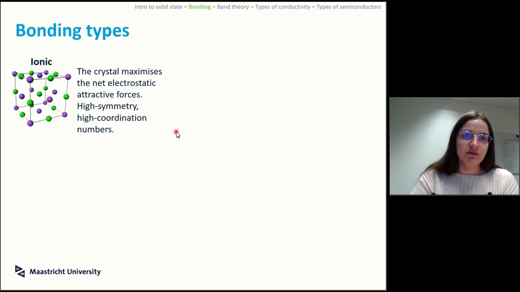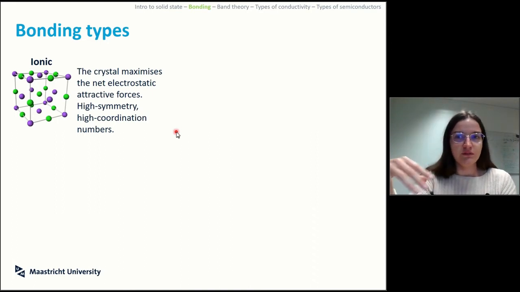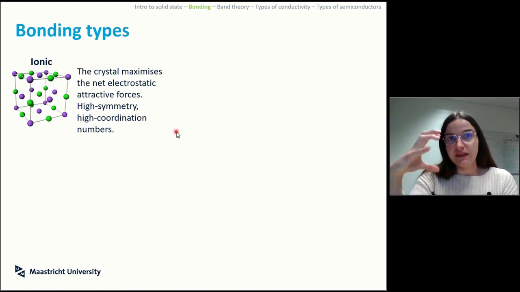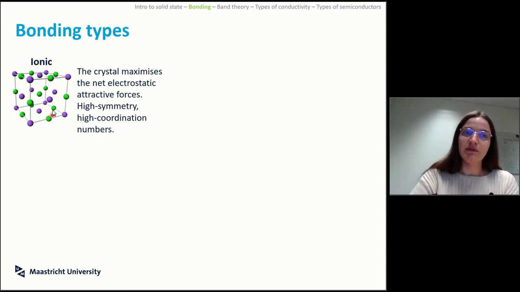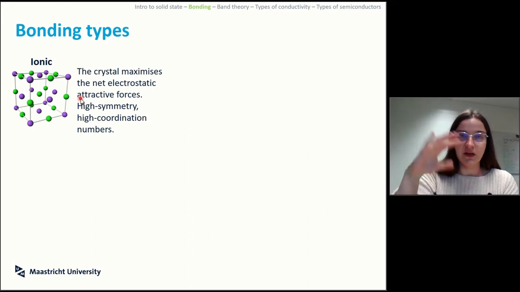So ionic bonding, which is the thing that is usually in table salt, sodium chloride, maximizes the electrostatic interactions between the atoms. So that is the thing that holds the whole material together. In the whole 3D space, the thing that holds it is trying to maximize the electrostatic interactions. Usually these materials have very high symmetry and very high coordination number, meaning that for every atom that you have in a certain position, you will try to pack as many atoms as possible that optimize those electrostatic forces around it, and call it a day.